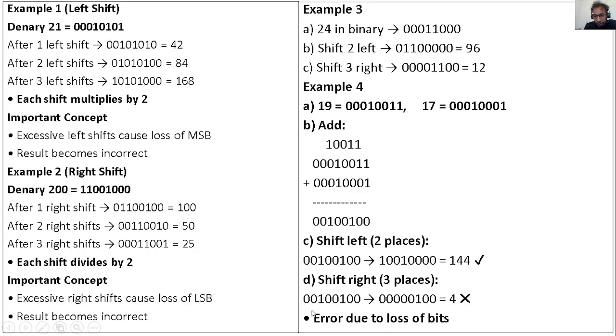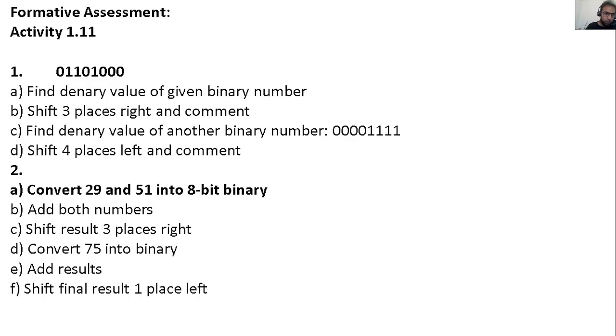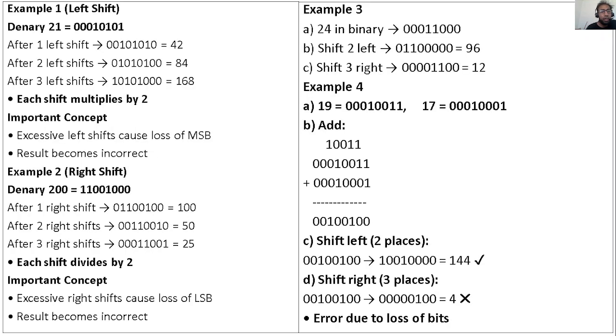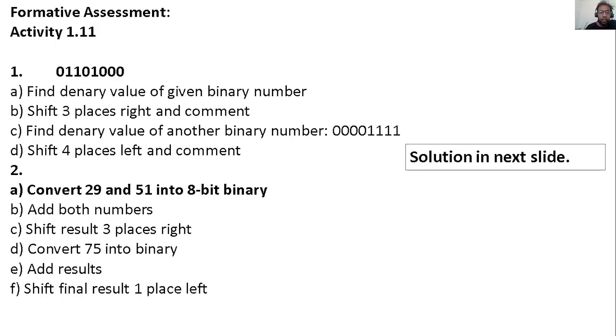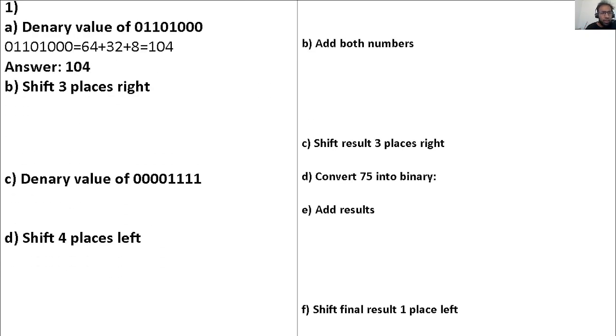If you can see, we will lose this bit, so we will get this result. So we will get the wrong result, and here we will have an error due to loss of bits. We must take care of this when we are doing left and right shifts, because it is important. It is used in programming and coding, so we have to be careful with the right shift and left shift operators. This is the formative assessment that every student should do. You will be using the same methods that we followed here, and I've also given you the solution in the next slides.